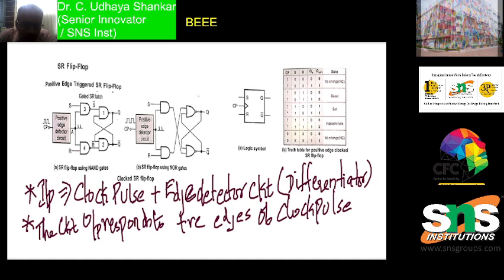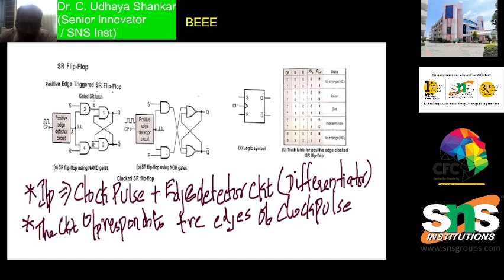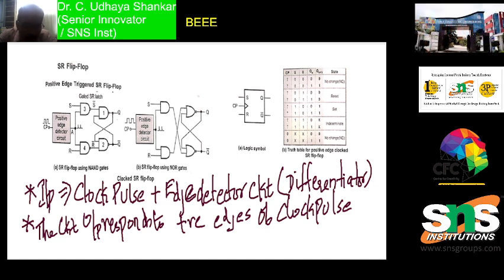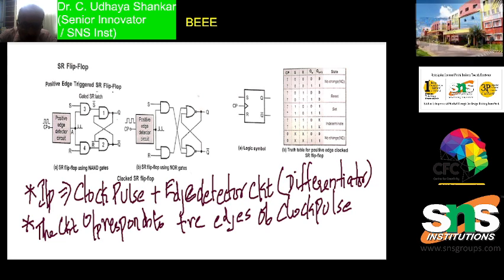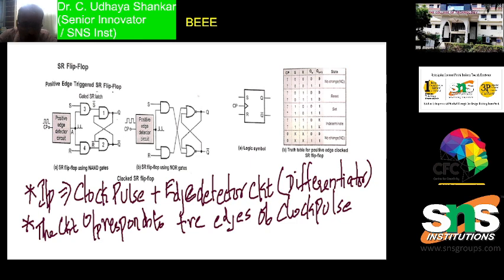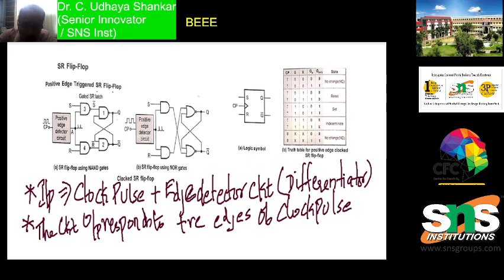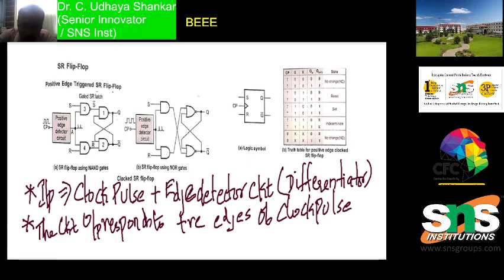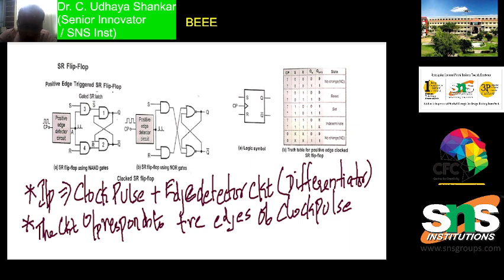In this video, we will be discussing the SR flip-flop, and in detail, the positive edge triggered SR flip-flop. Hope you all understand the difference between the flip-flop and the latch. If you want any detailed explanation, please refer to books. Here in this video, I will just explain how this SR flip-flop works, what the circuits associated with it are, and what its truth table is. So this is what we are going to discuss.